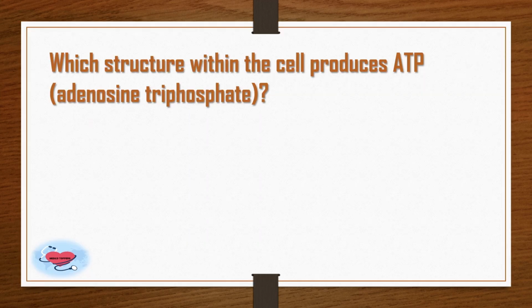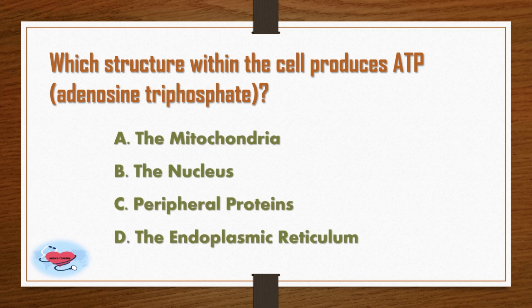Let's get started. The first one, which structure within the cell produces ATP, which means adenosine triphosphate? Options: mitochondria, nucleus, peripheral protein and endoplasmic reticulum. And the answer is A, mitochondria. This is a basic function of mitochondria.